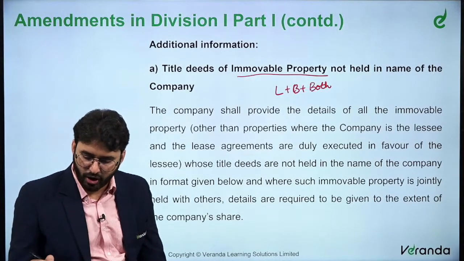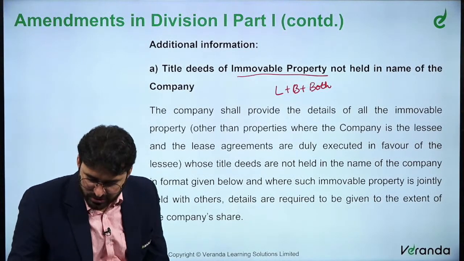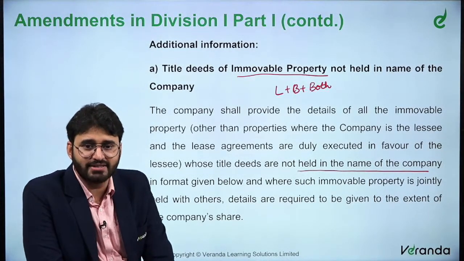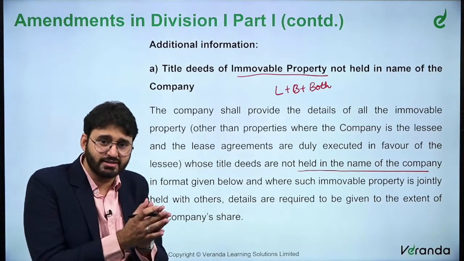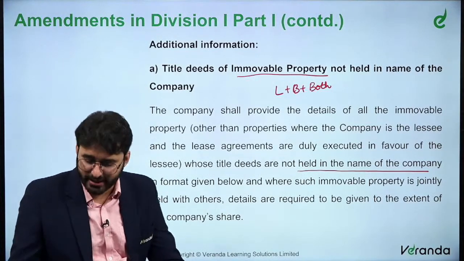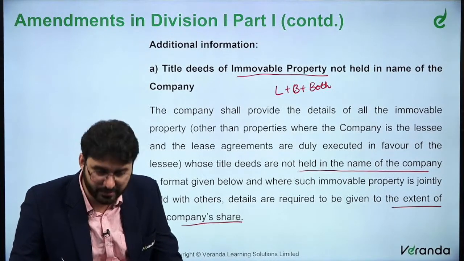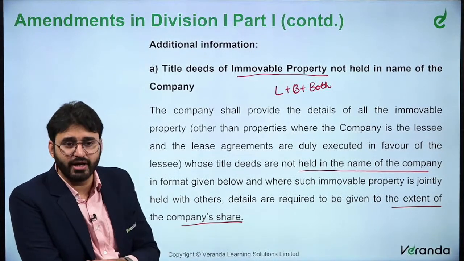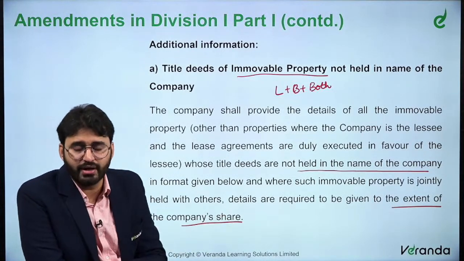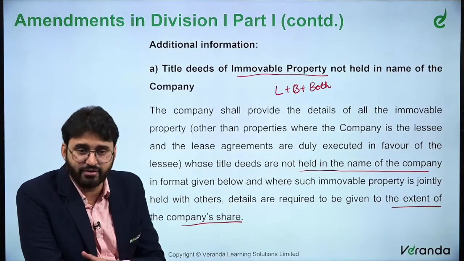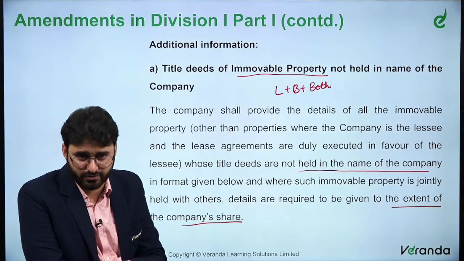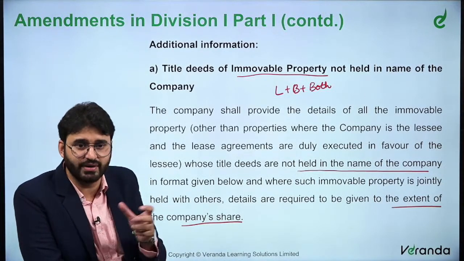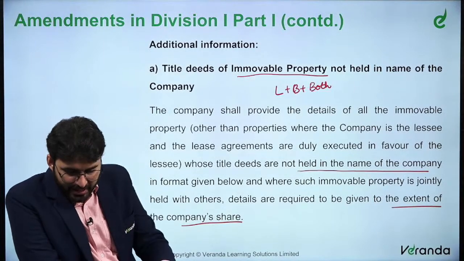Whose title deeds are not held in the name of the company, in the format given below. And where such immovable property is jointly held with others, details are required to be given to the extent of the company's share. Suppose, for example, the company is holding 75% and the promoters are holding 25% in their individual capacity. Then to the extent of 75%, it has to be disclosed, right?